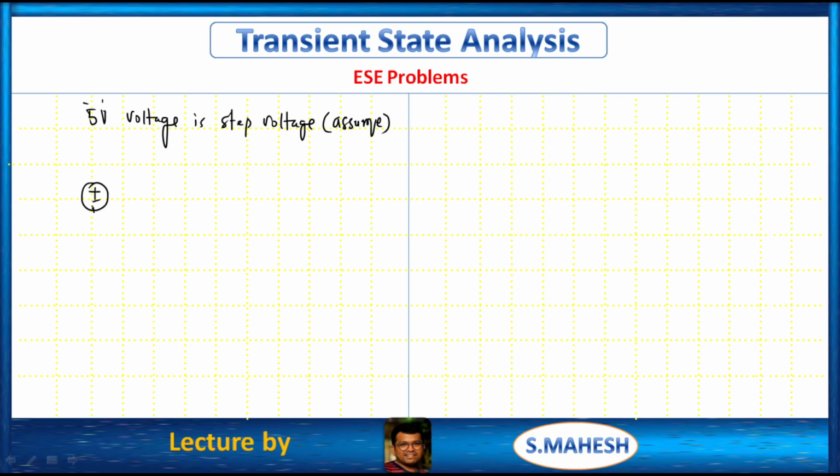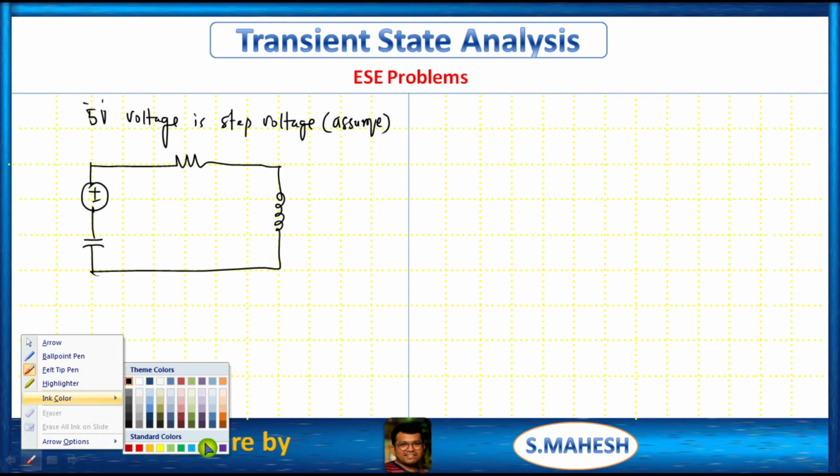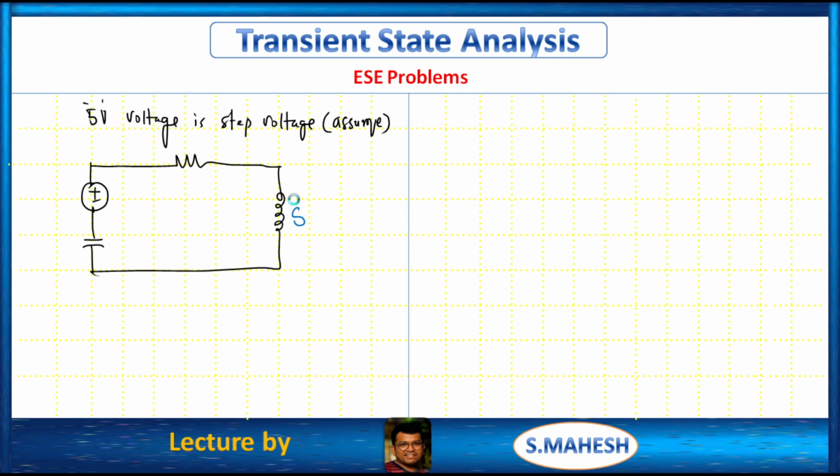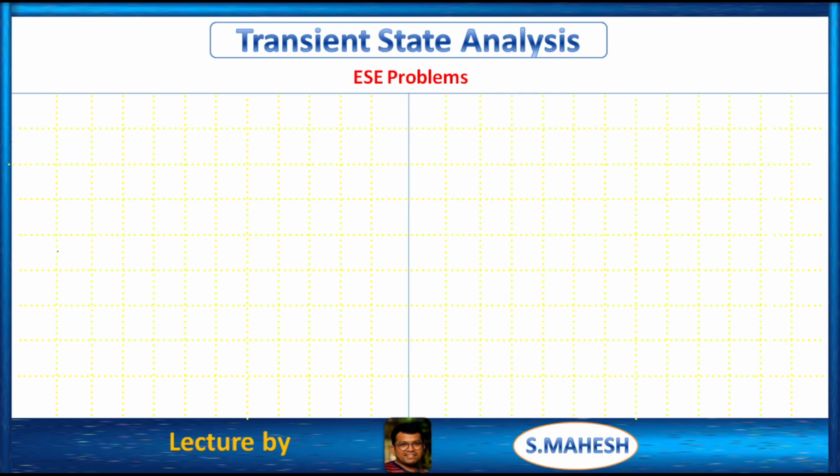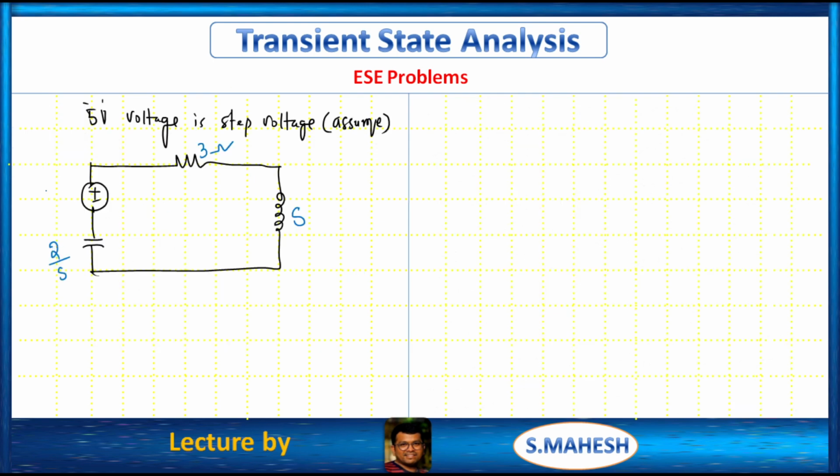Plus minus, capacitor, we have a 3 ohm branch, like that. So the inductor we represent with what? S. L value is what? 1 Henry, right? This is 3 ohm. This is what? 2 by S. C value should be equal to what? 0.5, right? 2 by S, clear. This is what? 5 by S. Then the current through this is what? I of S. That's it.